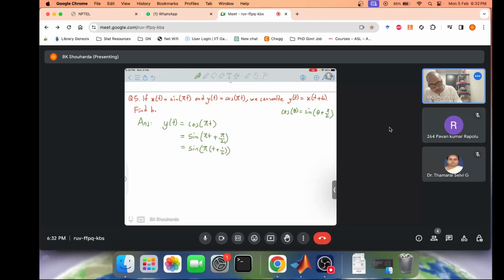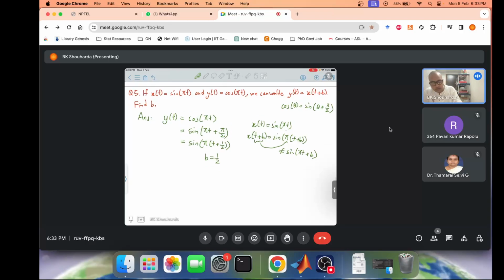And so what is it? Our x of t is sine of pi t. X of t plus b is, directly substitute t plus b into this. Okay, understand that this is not equal to sine pi t plus b. You are actually substituting the entire argument into this small t. Okay, so you can easily notice b is equal to half. So this is the answer.